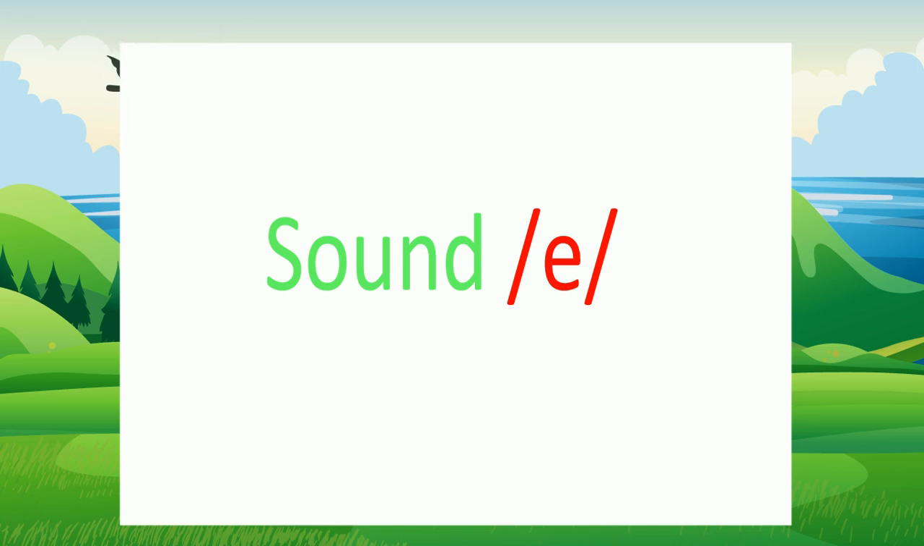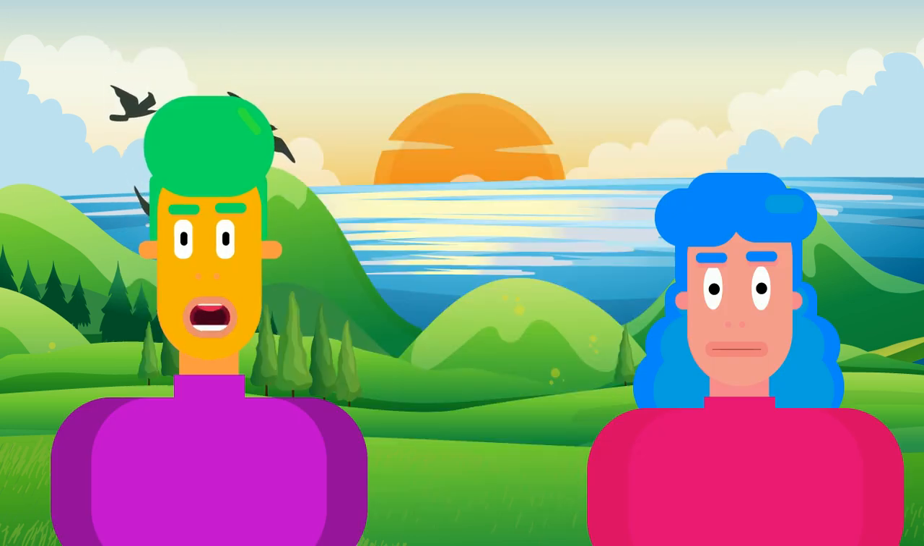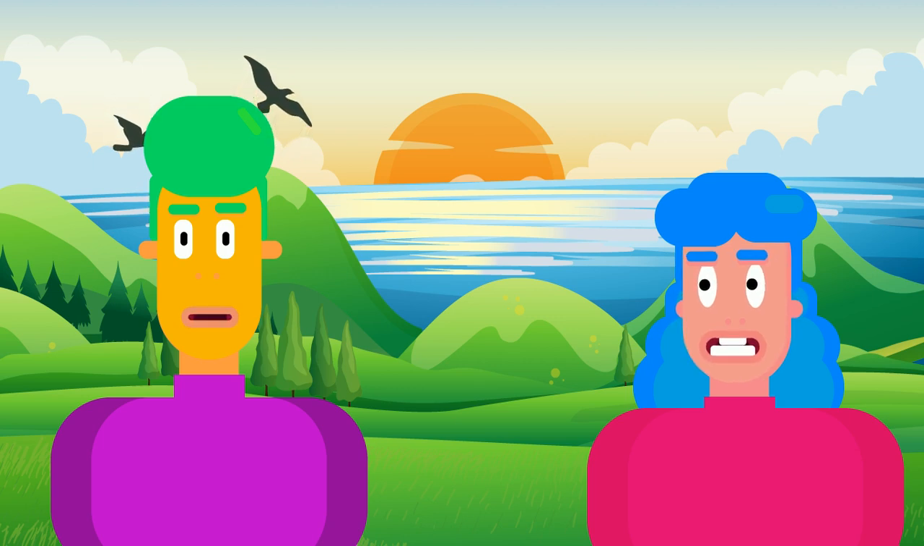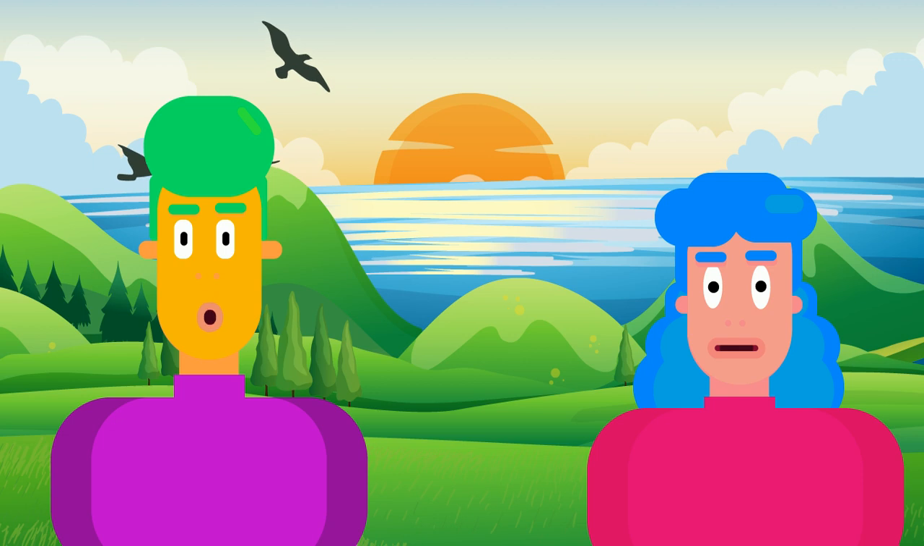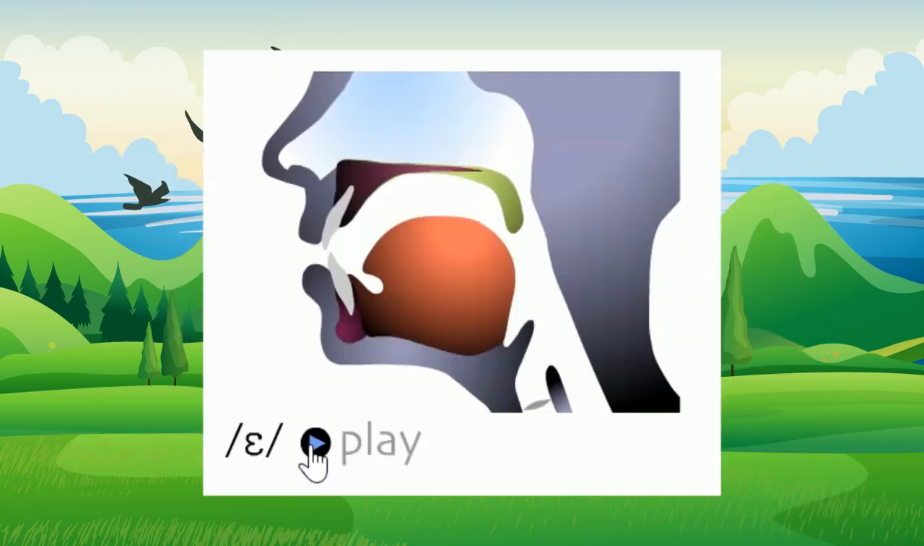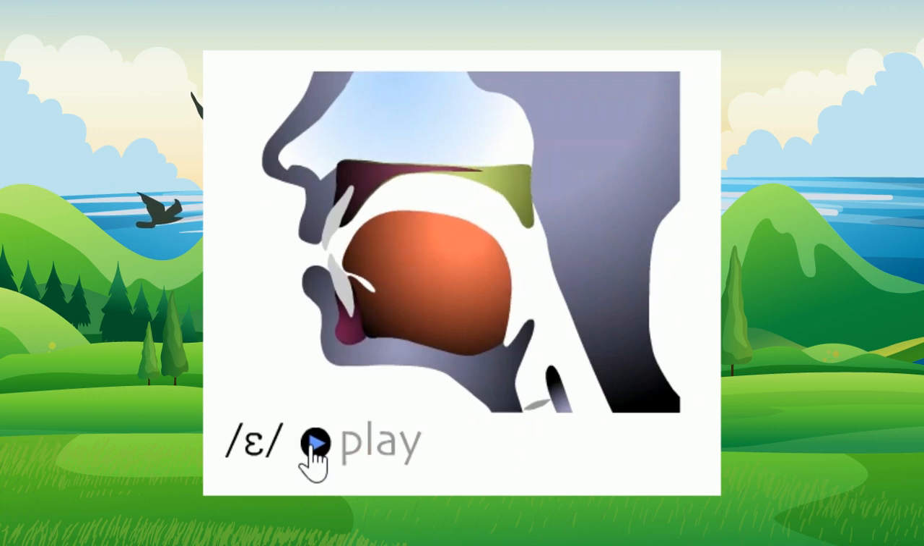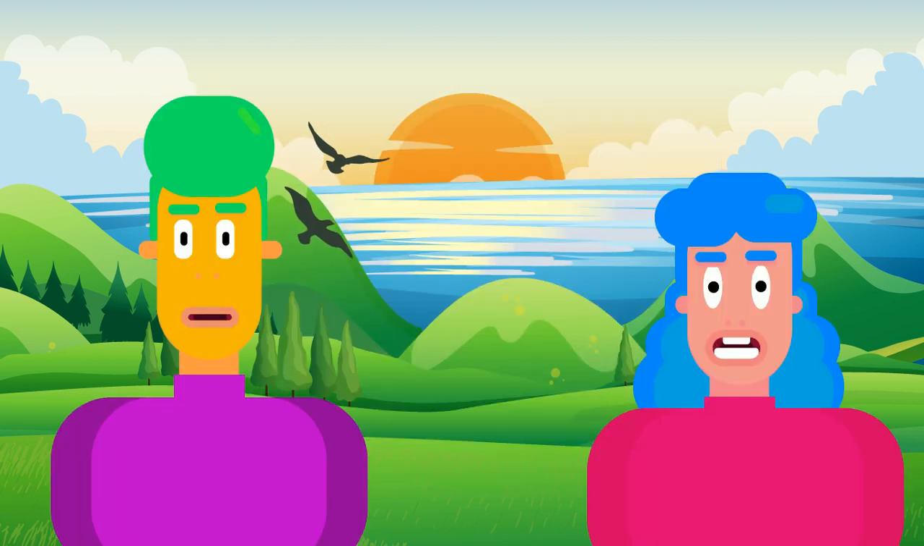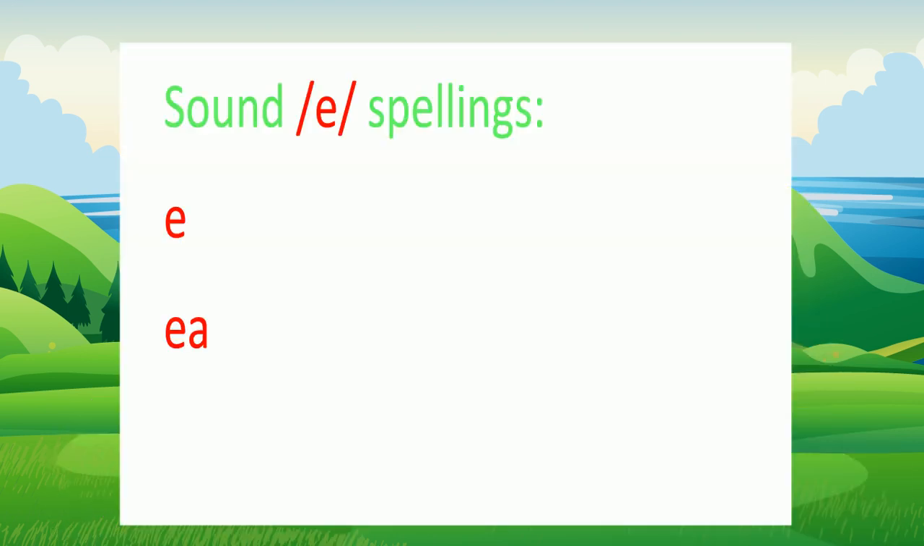How is the sound pronounced? It is pronounced air. Can you say it? Very good. The sound has two different spelling variants, E and EA. Now let's take a look at some examples of these different spellings.